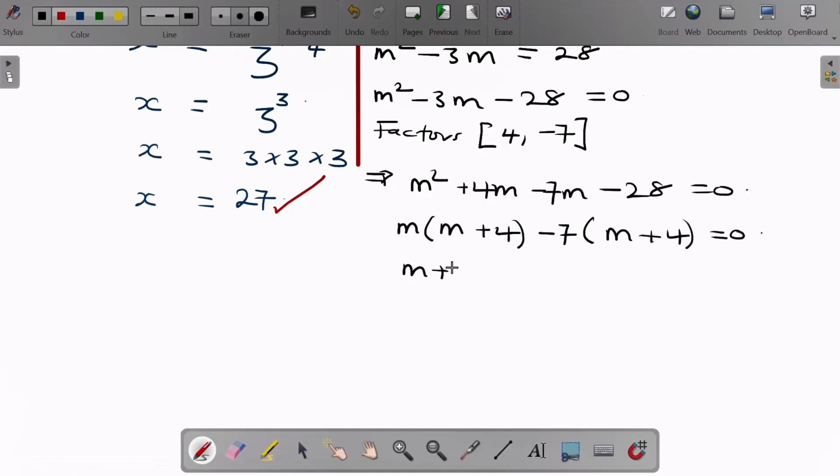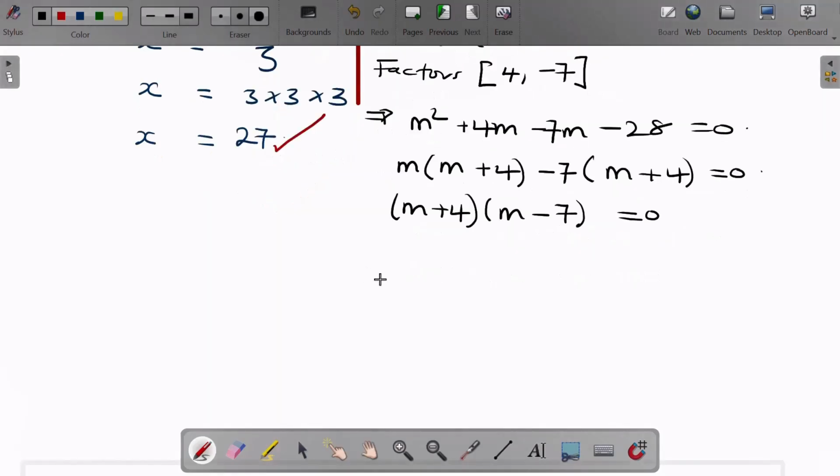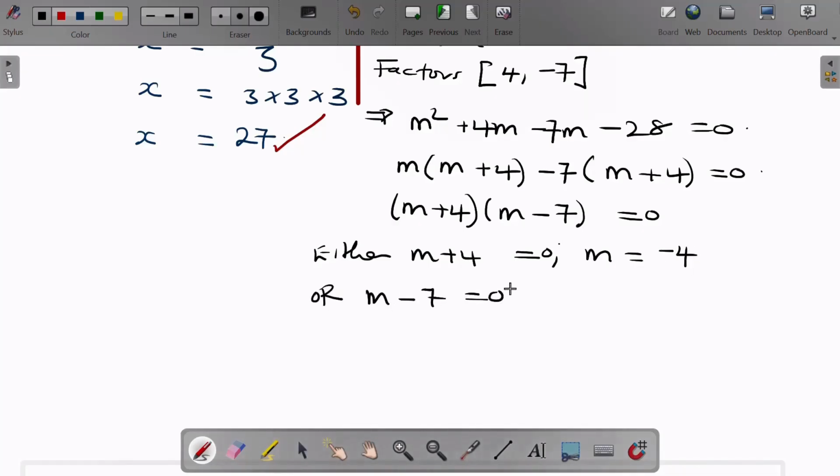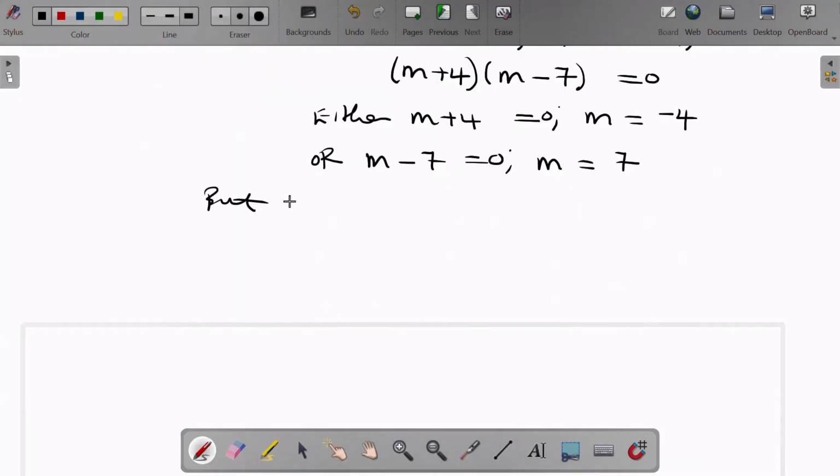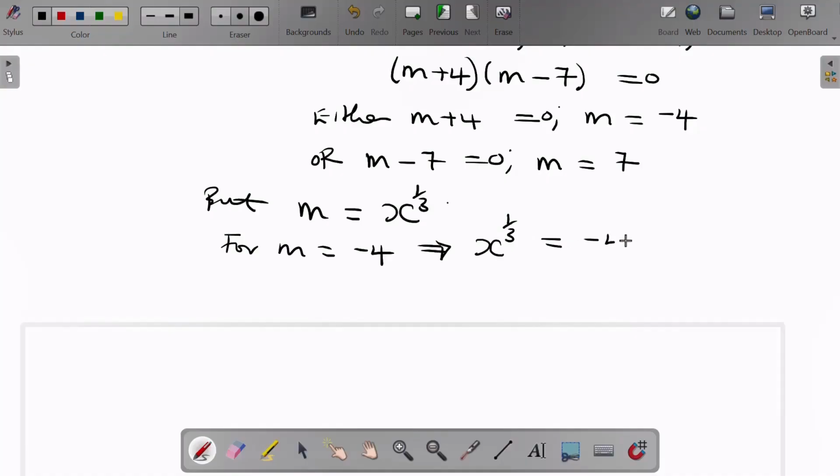Still m plus 4 is common, we pull it out or we factor it out to have m minus 7 equaling 0. So from here we can say either m plus 4 equals 0, implying that our m equals negative 4, or m minus 7 equaling 0, implying that our m equals a positive 7. But we said that m equals x raised to power a third, implying that for m equaling negative 4, it means that we are going to have x raised to a third as power equals negative 4.